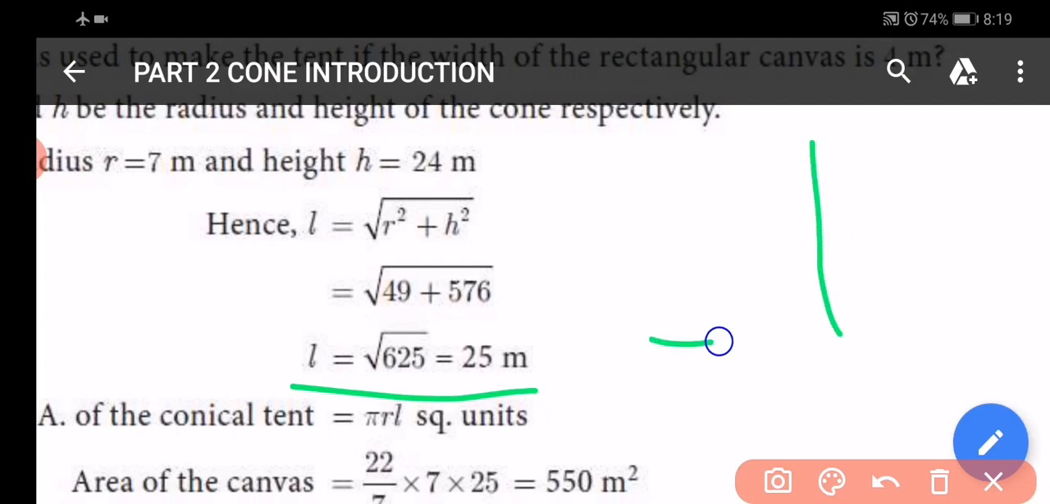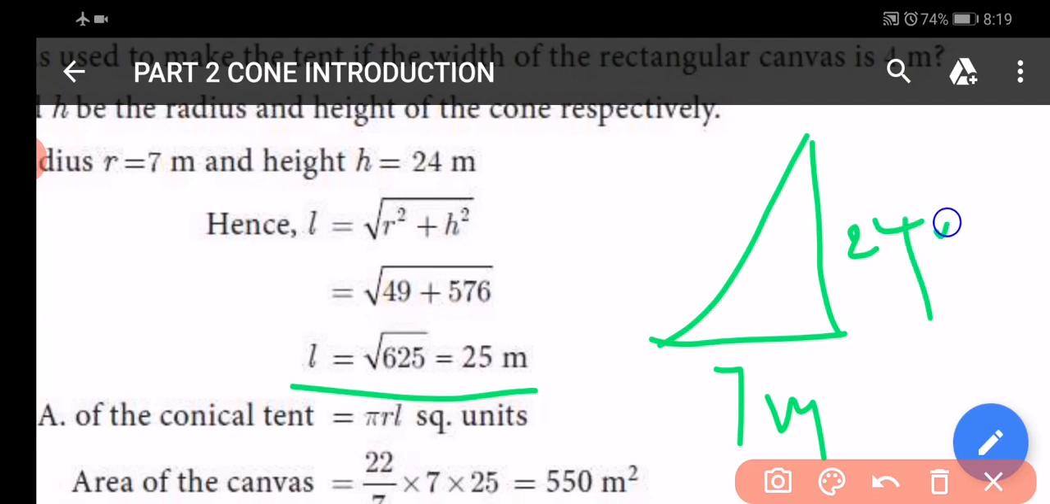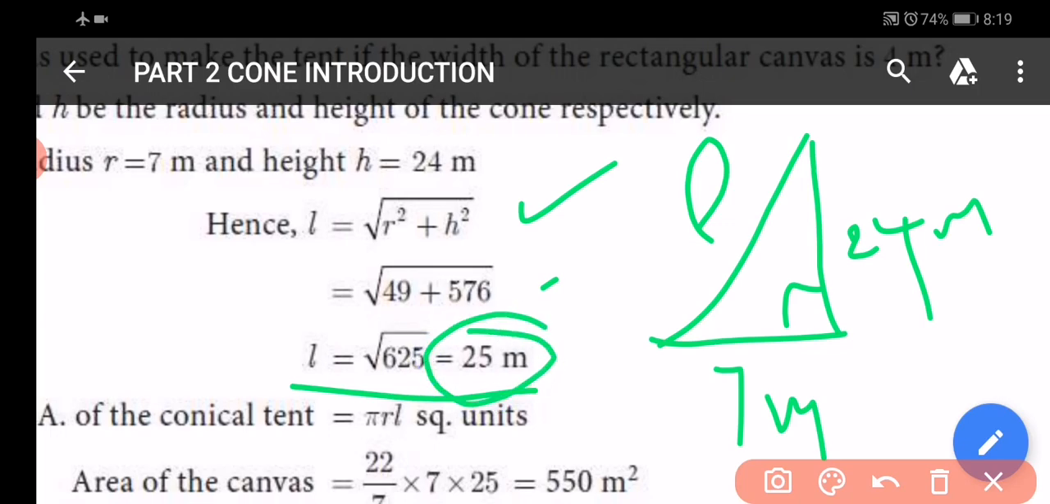In the conical tent, radius is 7 meter, height is 24 meter. So it is a right angle triangle. So slant height by using Pythagoras theorem: l equal to root of r squared plus h squared. So l equal to square root of 625. Taking square root, we get 25 meter. That is slant height. So slant height equal to how much? 25 meter. So now three sides are known.